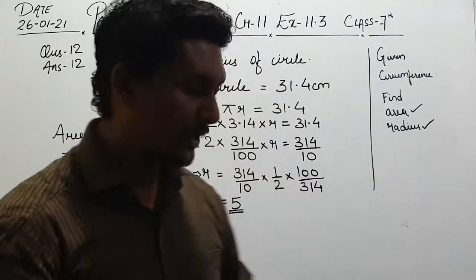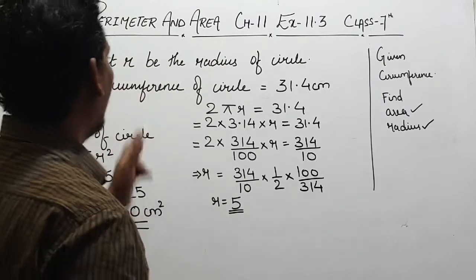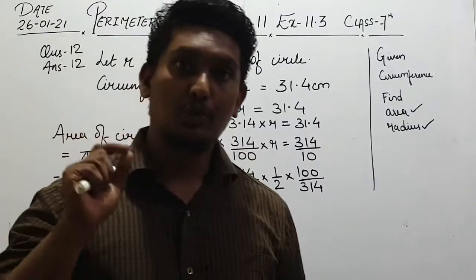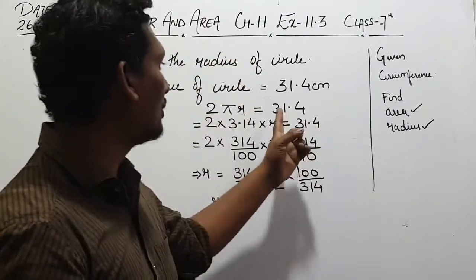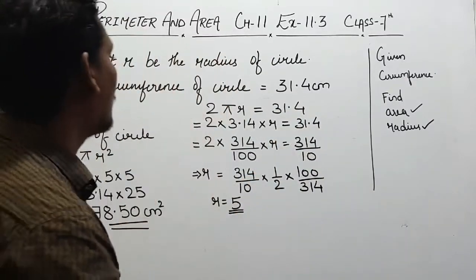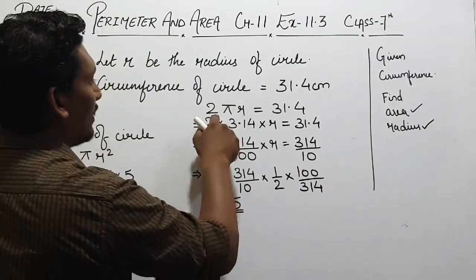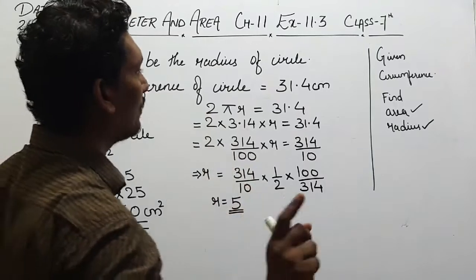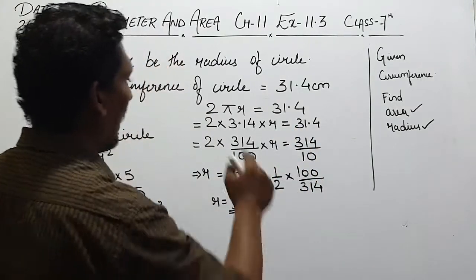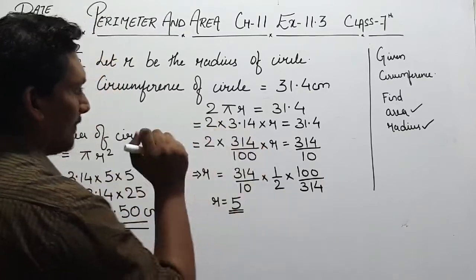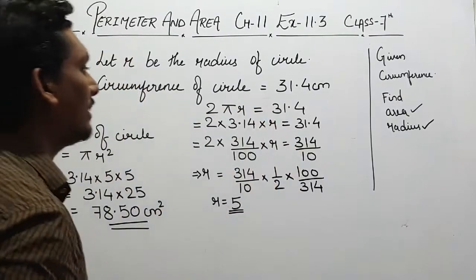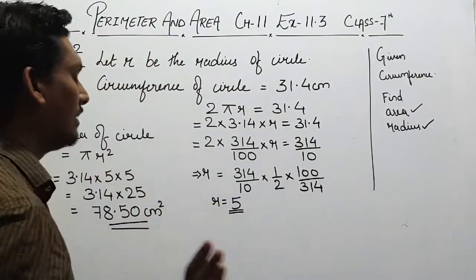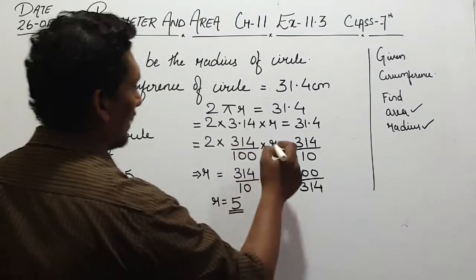31.4 is the circumference, and the formula for the circumference of a circle is 2 pi r. It is already given, how much? 31.4. In this 2 pi r we have 2 and the value of pi, that is 3.14. So don't get confused. Circumference is 31.4 and the value of pi is 3.14. We have to find out r. r is not given there. So 31.4 is the circumference, and what do you have to find out? You have to find out r.